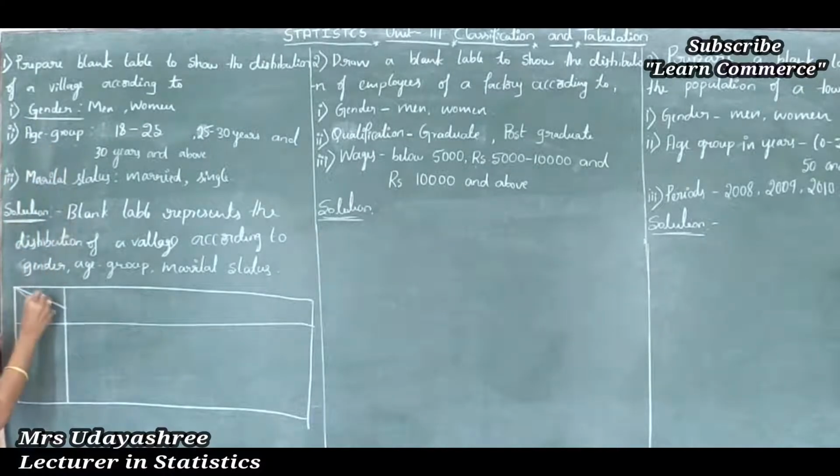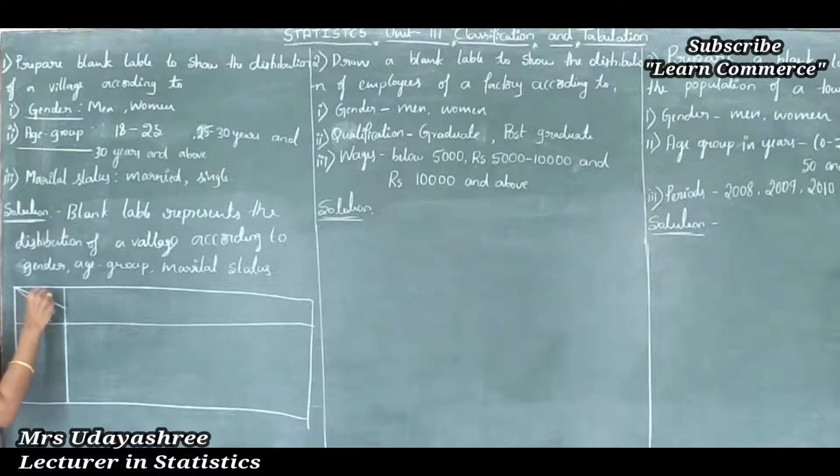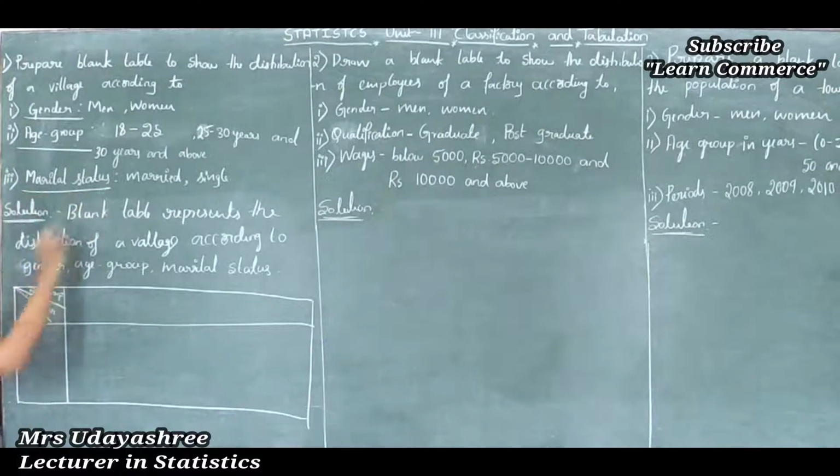So first, age group is there. Age group we can write here or here. For our convenience I will write age group here. Like that. Here one more classification is there, that is marital status. Marital status we can write here or here. Here only one space is remaining, right? Therefore marital status I will write here.